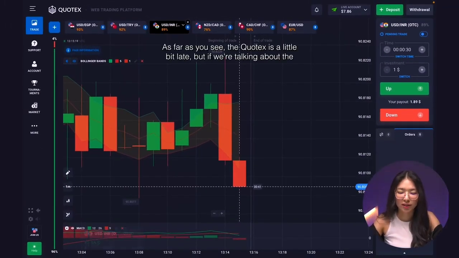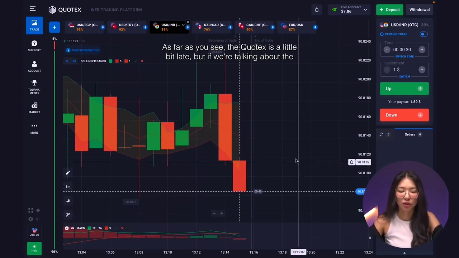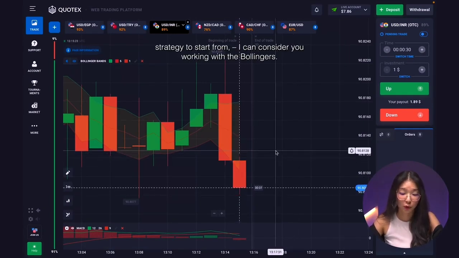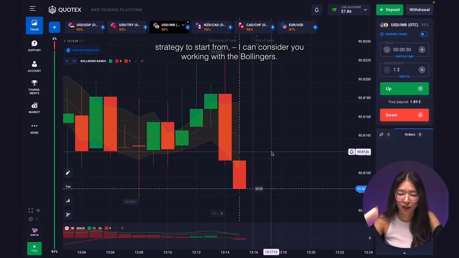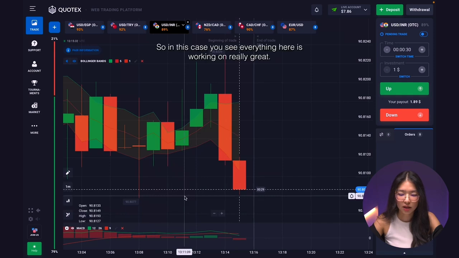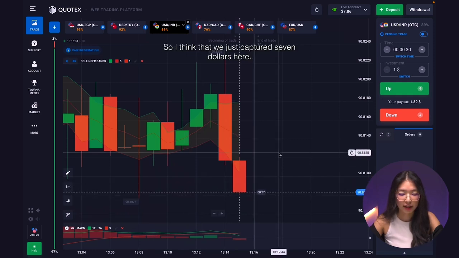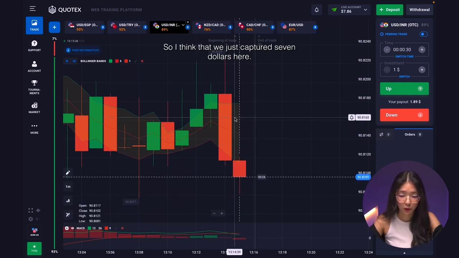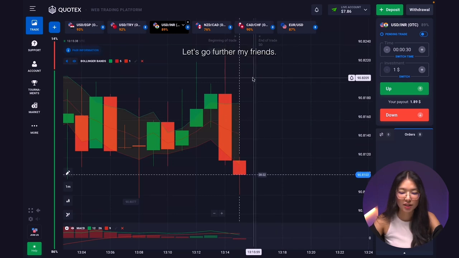As far as you see, the Quotex is a little bit late, but if you are talking about a strategy to start from, I can consider you working with the Bollingers. It goes really good in the combo with the MACD. So in this case, you see everything here is working really great, and I think that we just captured $7 here. So let's go further, my friends.